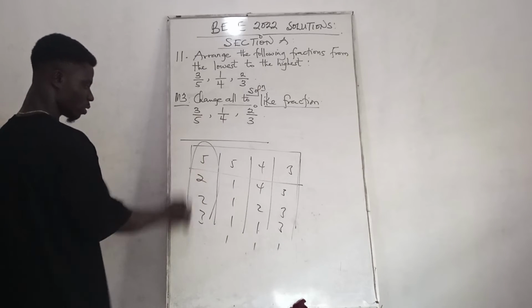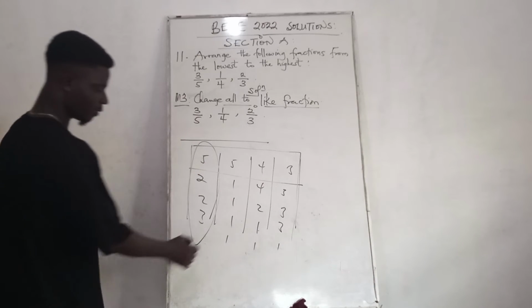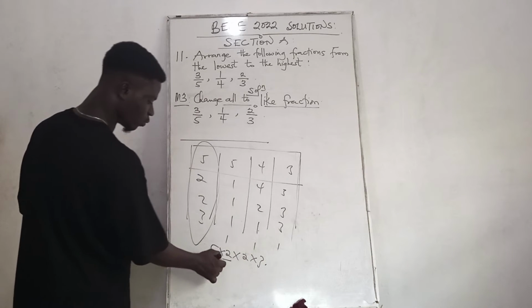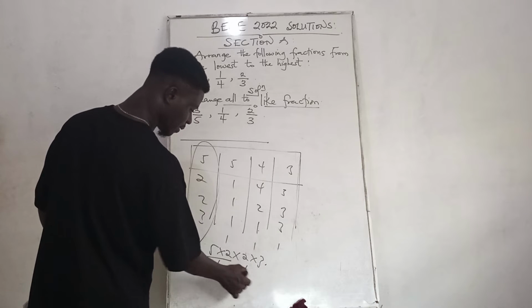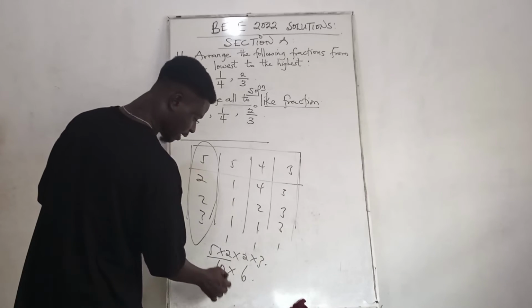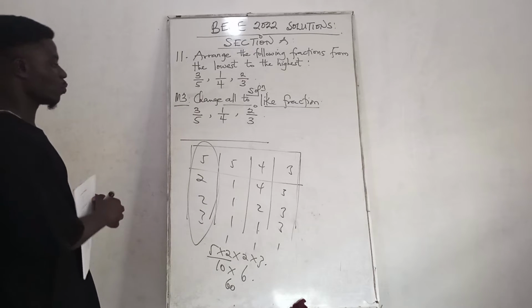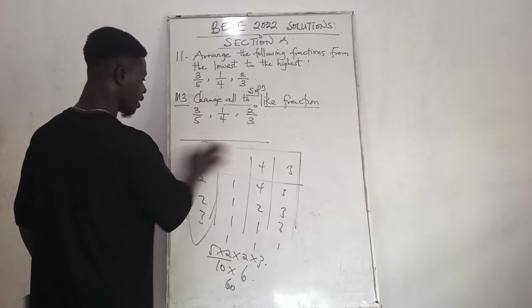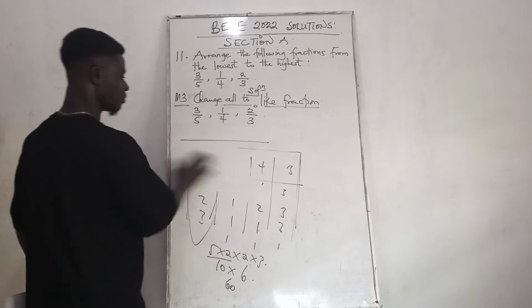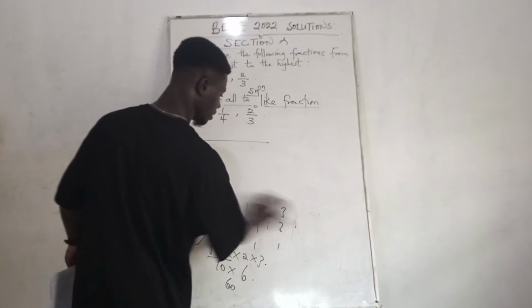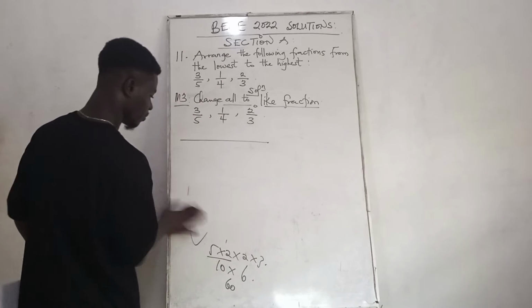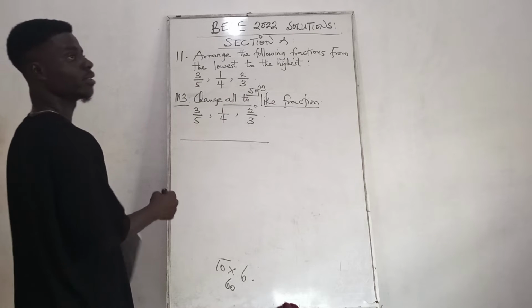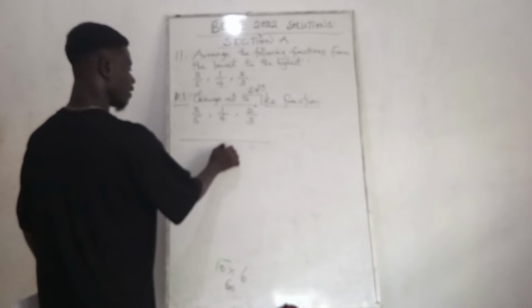Right? So we multiply all these numbers here. 5 times 2 times 2 times 3. 5 times 2 is 10, times 2 times 3 is 6, so 10 times 6, which is 60. So we have 60 here. So now the LCM is 60. The LCM is 60. So I have my 60 here.